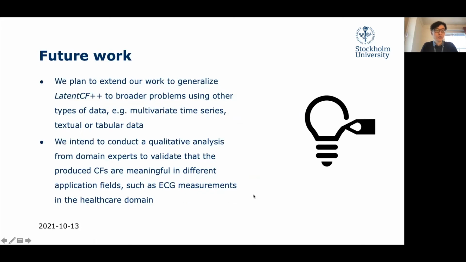And so for the future work, as you might have noticed, this LatentCF++ framework is quite general, so it can be extended into more different types of data, such as textual data and tabular data. So we are planning to extend our work to generalize it for broader problems. Also, we intend to conduct a qualitative analysis from domain experts to validate our results to see if they are actually meaningful in different domains.